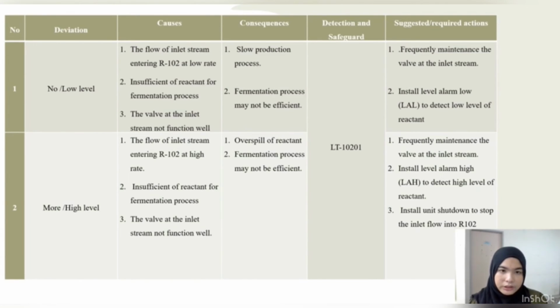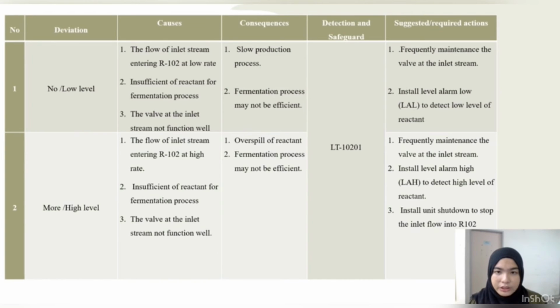The possible causes for this deviation: firstly, the inlet stream is entering the fermenter at a low rate. Secondly, insufficient reactant for the fermentation process. And thirdly, the valve at the inlet stream is not functioning well. Then we see the factors. This factor can lead to a slow production process. Secondly, the fermentation process may not be efficient. Fourth, the overspill of reactant, and lastly, the fermentation process may not be efficient.